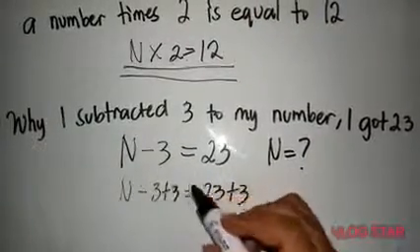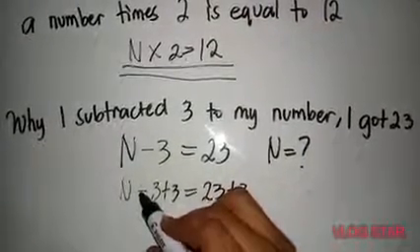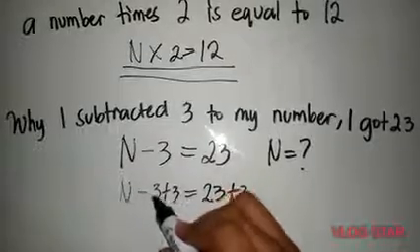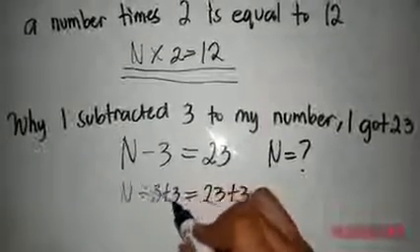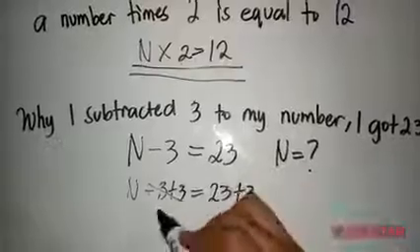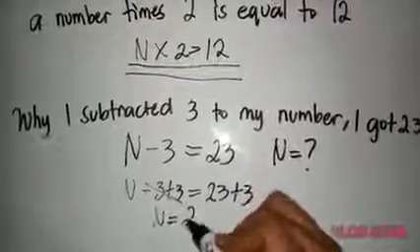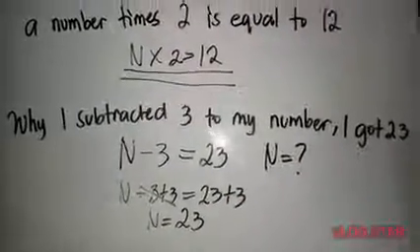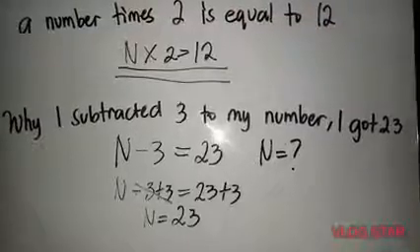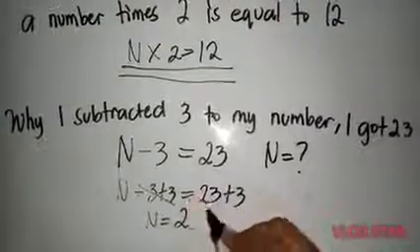We can cancel this one since negative 3 plus 3 is equal to 0. Then n is equal to 26. So my number is 26.